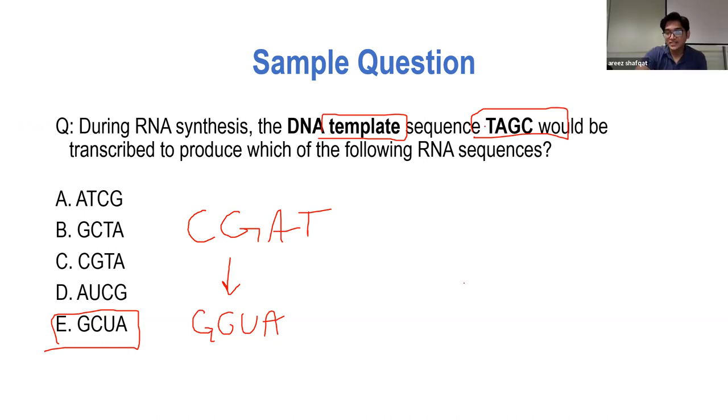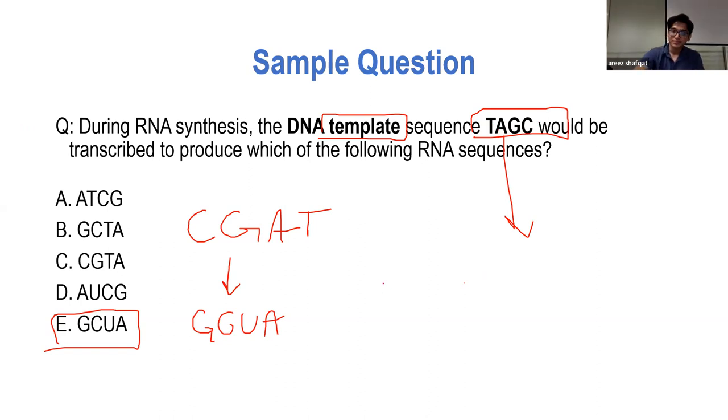Okay, let me ask you guys: if this was the coding strand, then what would the answer be? Then we won't flip it, and instead of U, we would have T. Exactly. So the coding strand is exactly the same as the mRNA strand. You just have to replace T with U. So if this was the coding strand, you would just say, for instance, A, U, C, and G.